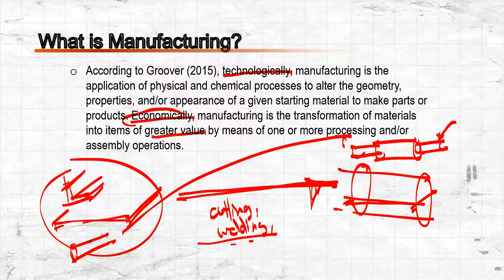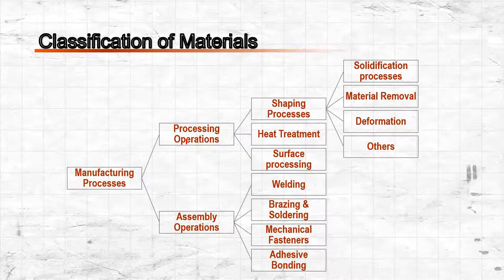The word economics is always related to value. Our starting material has a value, but if the output becomes a part or a material that has an increased value, then that means it's also processing. Moving on. Right here in this slide, there is a classification of materials, just like what we did in our topic in engineering materials, where we classified materials as metals, ceramics, polymers, and composites. Right here, this should be manufacturing, so this must be the classification of manufacturing processes.